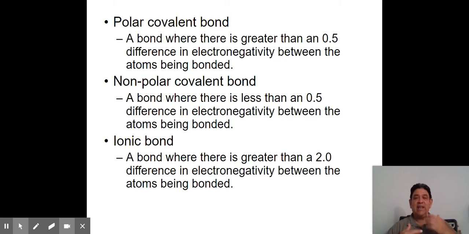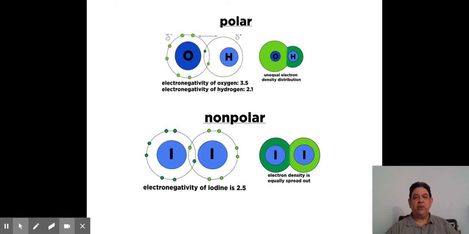What that means is that there's going to be more electrons pulled to one side than the other. So between oxygen and hydrogen, there's an electronegativity difference of 1.4 electronegativity units. Oxygen is 3.5, hydrogen is 2.1, so the difference is 1.4. That means these electrons that are shared between the oxygen and hydrogen are pulled closer to the oxygen than the hydrogen. There's an unequal electron density distribution.